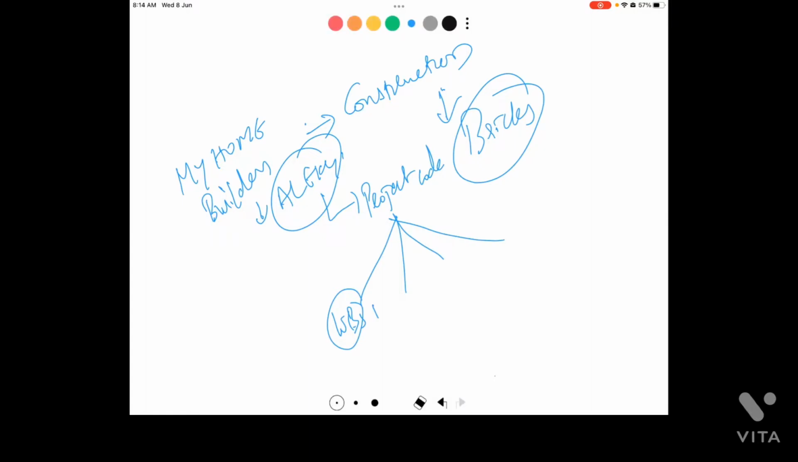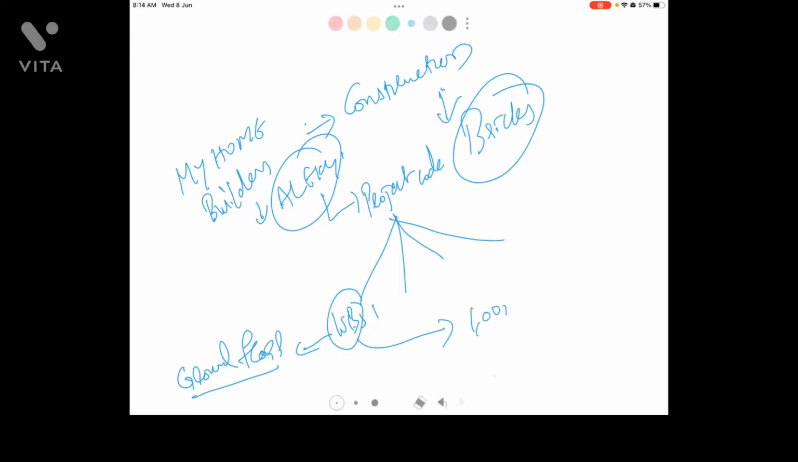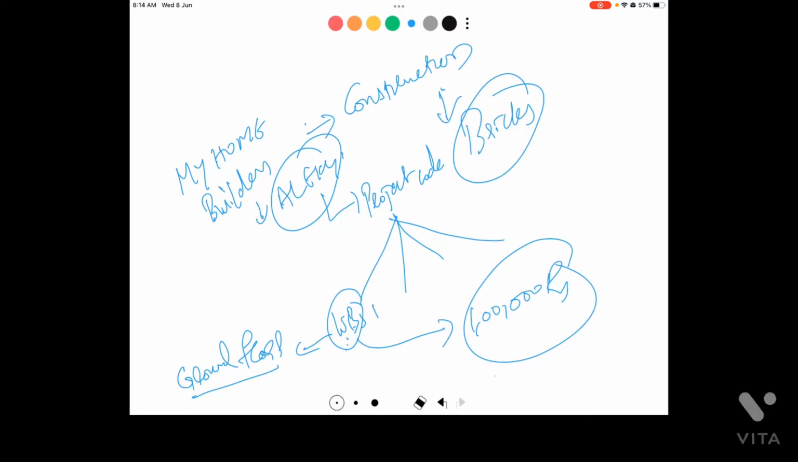In WBS one, what is WBS one? Is that only for the ground floor, and other services like pillar construction? All these things will be in the work breakdown structure. They allotted a 1 lakh rupees budget for this. Whatever you are buying, bricks and sand or anything, will go under this work breakdown. When I use this work breakdown, the system will check that this 1 lakh rupees is the allotted budget.